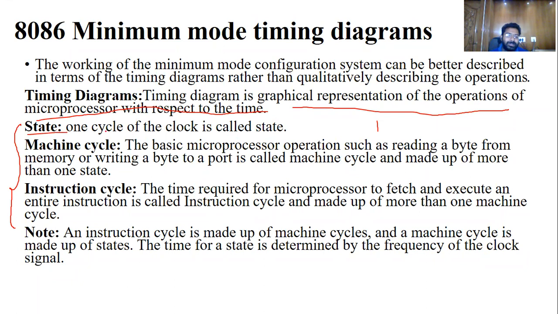What does a state represent? One cycle of the clock we can call a state. One cycle of the clock. Then what is a machine cycle?